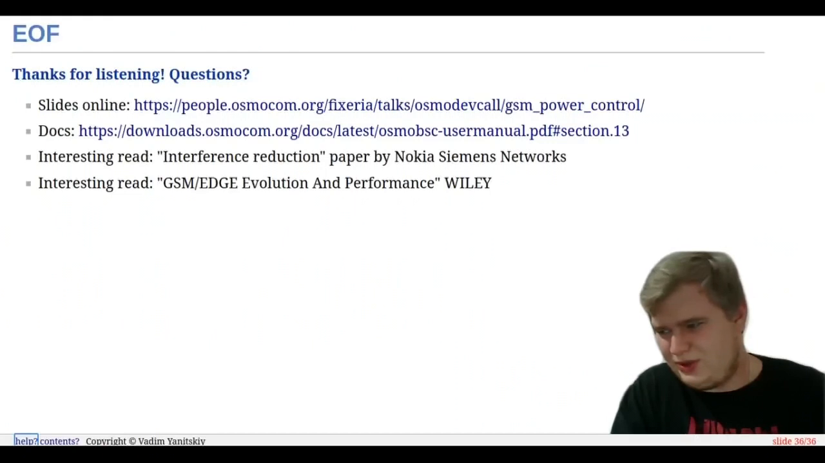Also, we have quite good, I would say, documentation for the power control and for both mentioned features, for overpower and for BCCH carrier power reduction. There are 2 interesting papers. Actually, not one of them is a paper: that's interference reduction by Nokia Siemens Networks. You can find it in Google. And another is a book, quite a nice book recommended by Harald. We actually learned about the overpower feature and about the BCCH carrier reduction from that book.